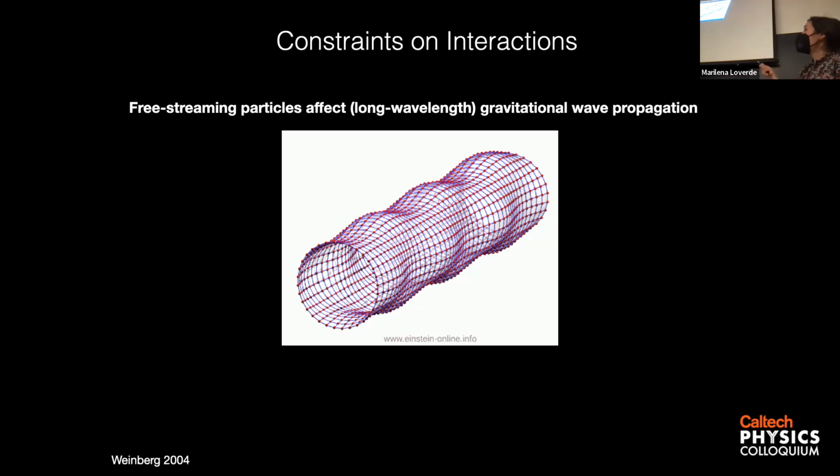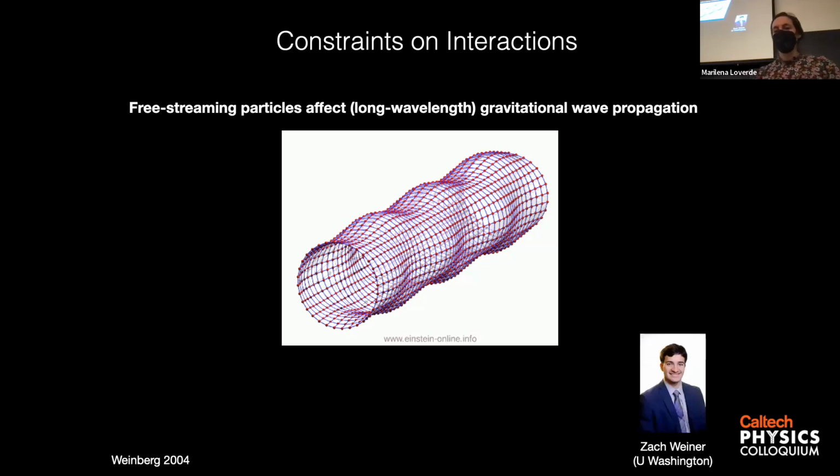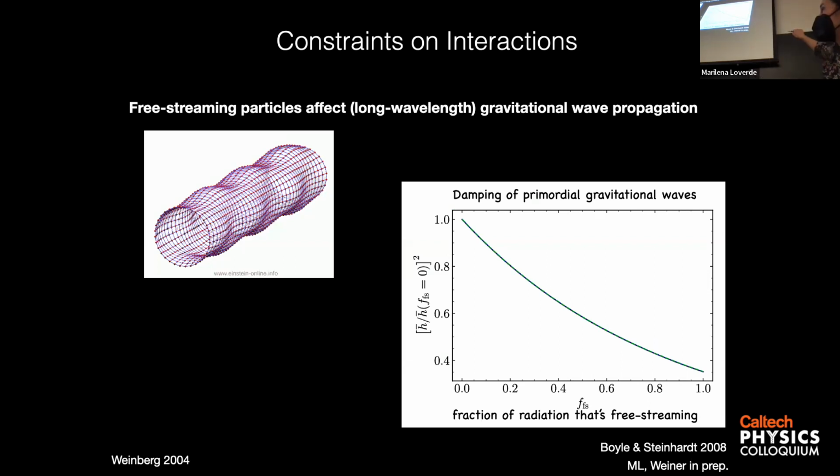But very, very large scale gravitational waves, such as those that are produced after inflation, or could be produced in some phase transitions in the early universe, do behave differently in the presence of free streaming particles that source some anisotropic stress. So with my current postdoc, Zach Weiner at the University of Washington, we've been exploring this in more detail. And let me illustrate this. So suppose I had some primordial gravitational waves. The amplitude of these is damped significantly if a lot of the radiation is free streaming, and it's damped not at all relative to the case where there's no free streaming radiation.